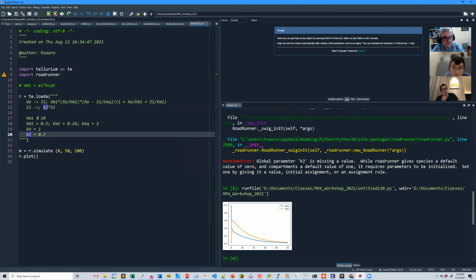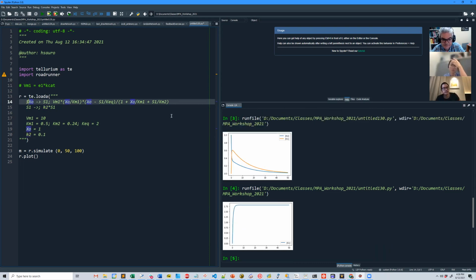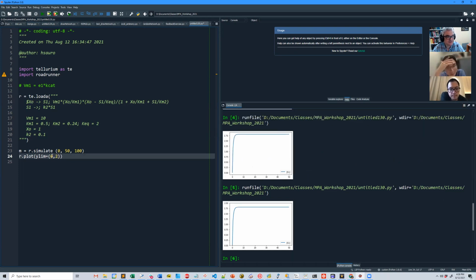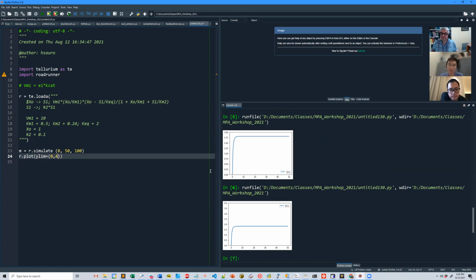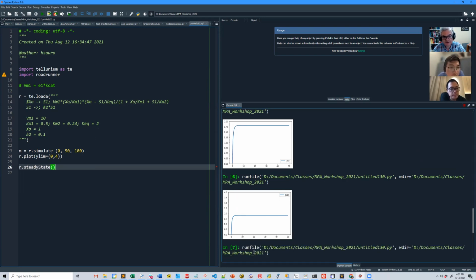That's what I'm getting. Oops, I forgot to fix this. That's better. There you go. Let's put some limits in on the y so it doesn't look so weird, 0 to 2. So I'm just setting the y-axis. There you go. It reaches a steady state. I'll compute the steady state to make sure we're at it.